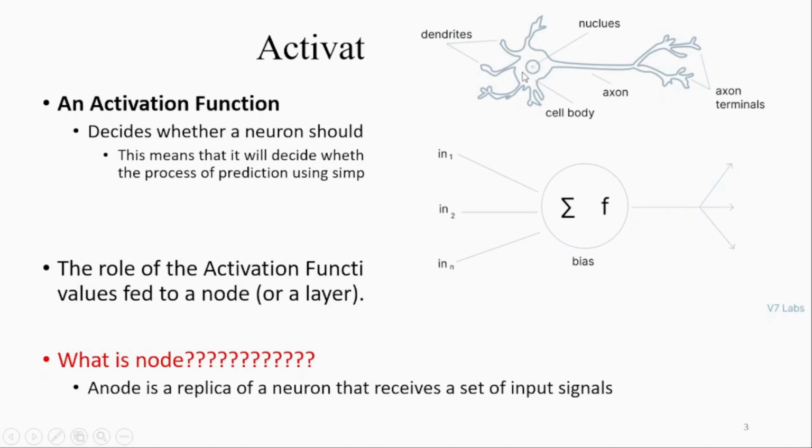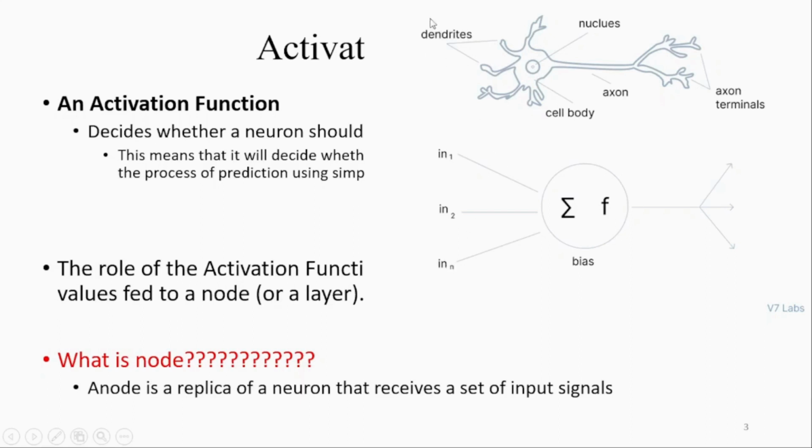If these inputs are important, then this neuron will pass them as output to other neurons. If they are not important, the dendrites will simply accept these inputs, the neuron will process them, and if they are not important, these inputs will be discarded here. In the same way, this is the node, and these are the different inputs: input 1, input 2, input 3.